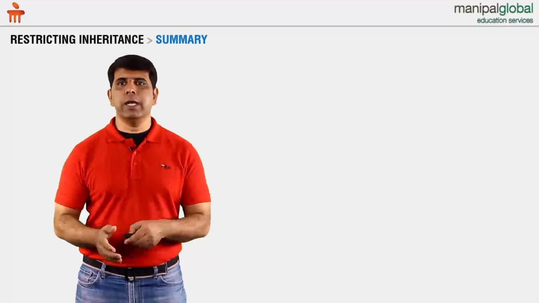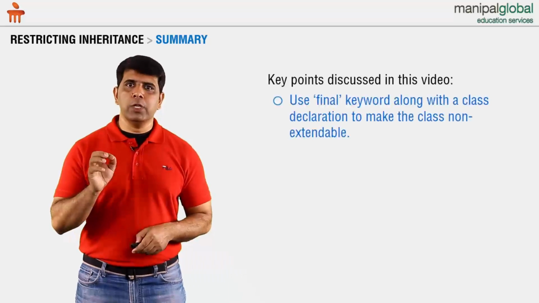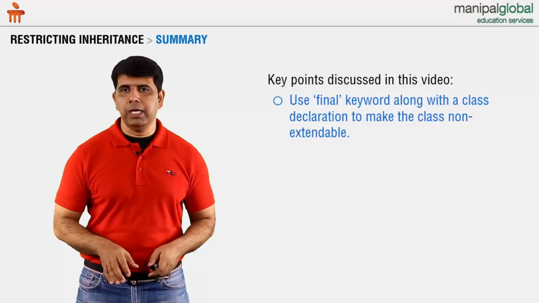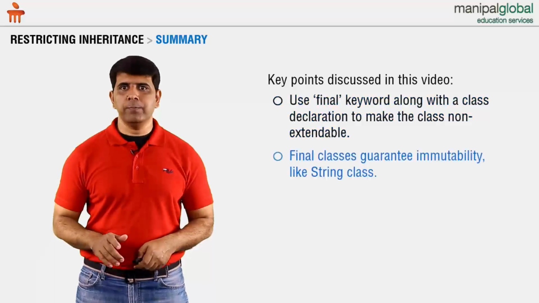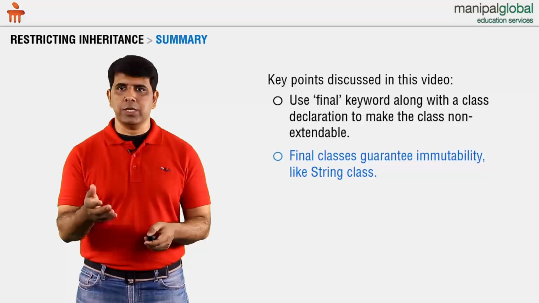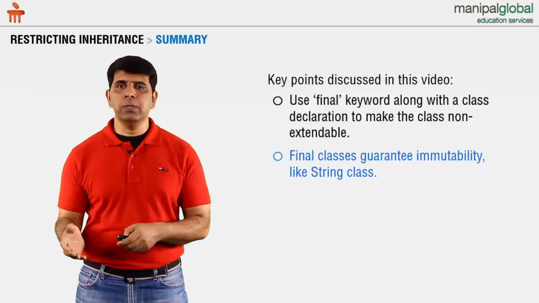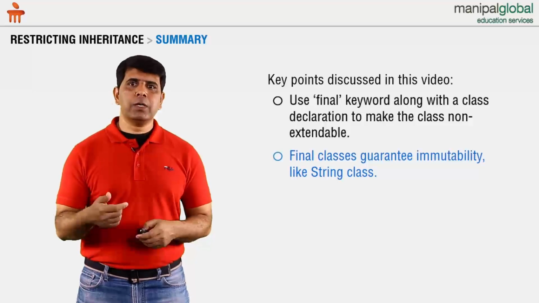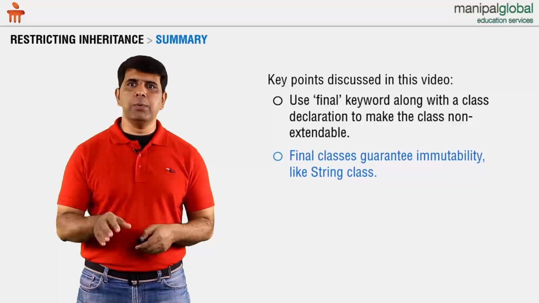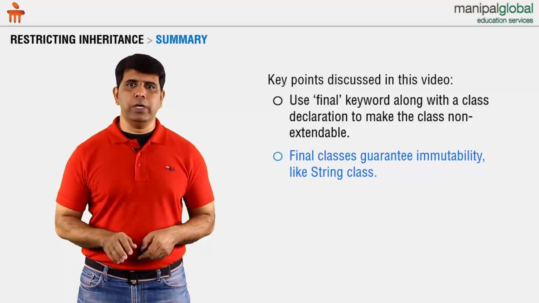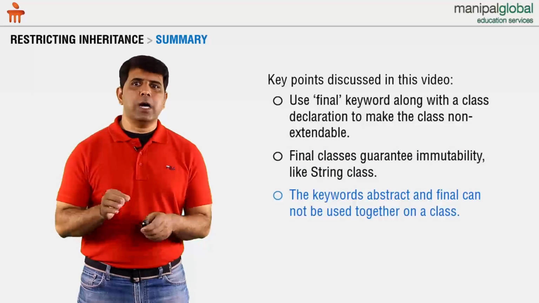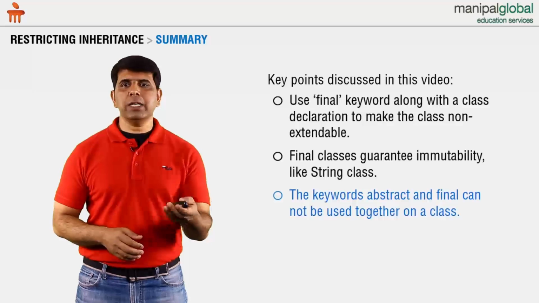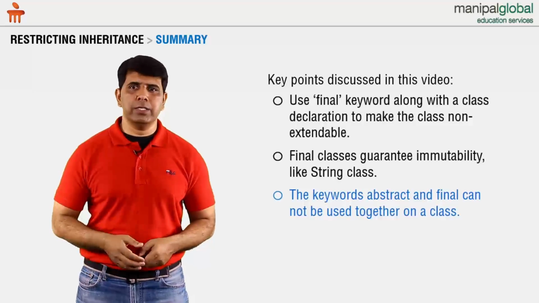So let's quickly summarize what we have learned so far. The use of the keyword final along with a class is the way you stop inheritance. That's only if you require. Or if you find some classes such as String or System which are marked as final, you cannot inherit them. The String class is defined as final mainly to guarantee immutability for string objects. The keywords abstract and final cannot be together, as one of them is encouraging inheritance, the other one is discouraging inheritance.